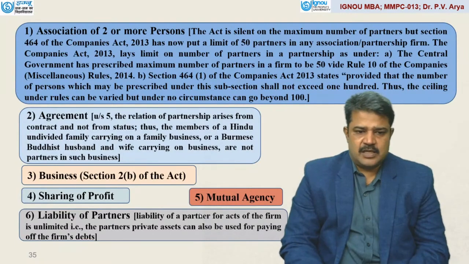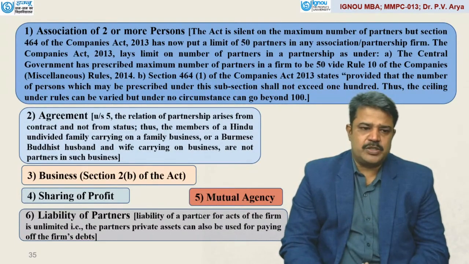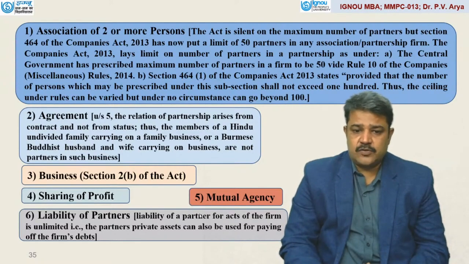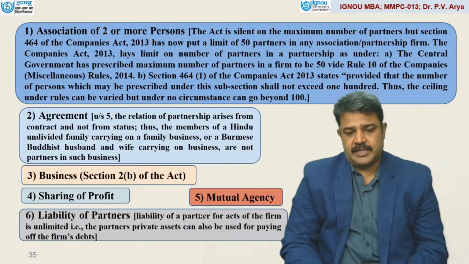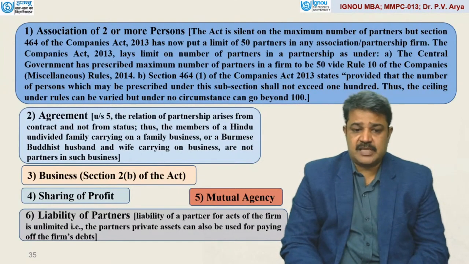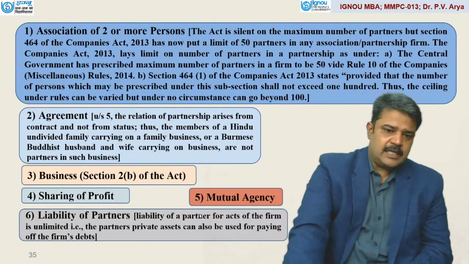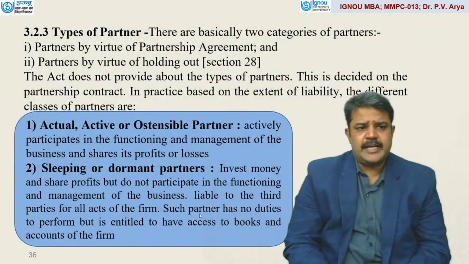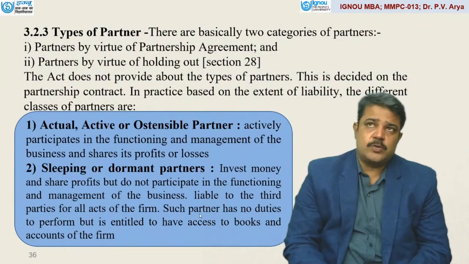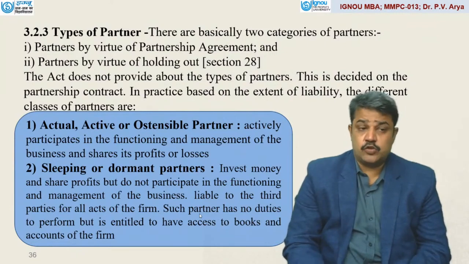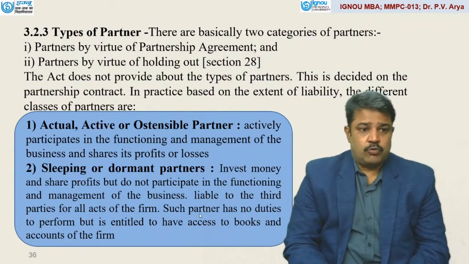Business is defined in Section 2(b) of the Act, and then sharing of the profit. Well, liability of the partners. Liability of the partners for the acts of the firm is unlimited. That is, the partners' private assets can also be used for paying off the firm's debt. Then mutual agency. Well, types of partners. Partners may be divided into two broad categories: partners by virtue of partnership and partners by virtue of holding out.